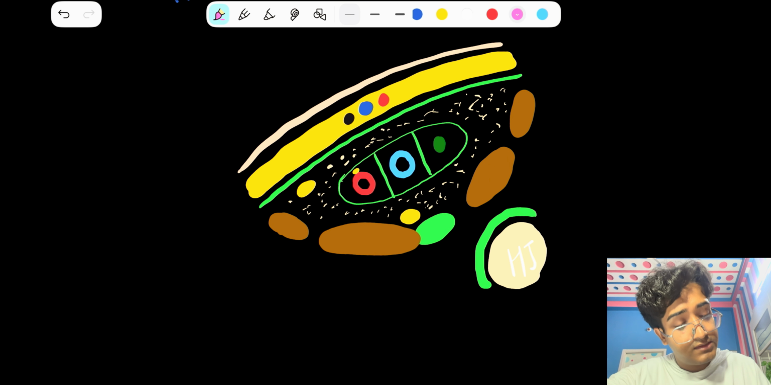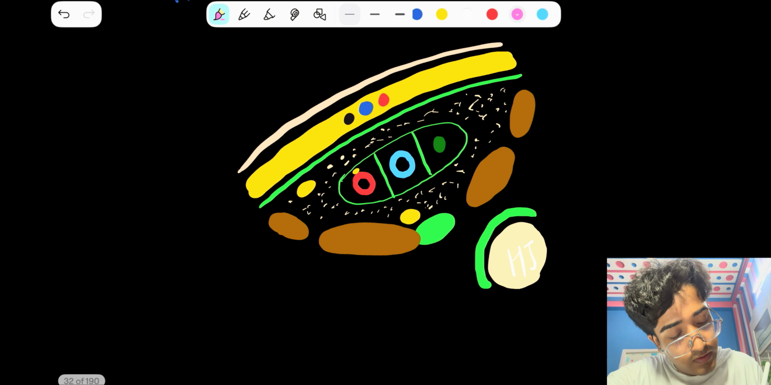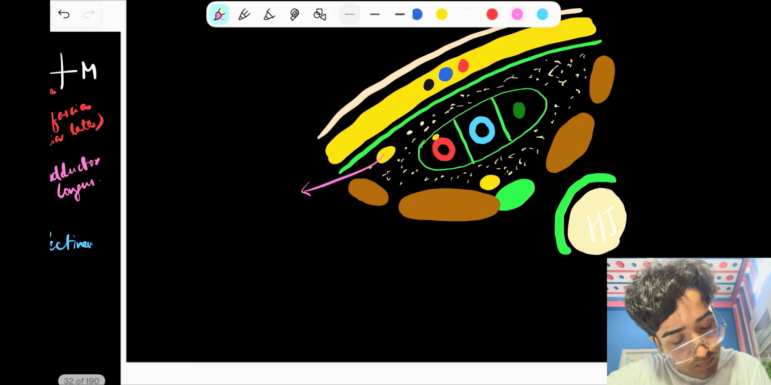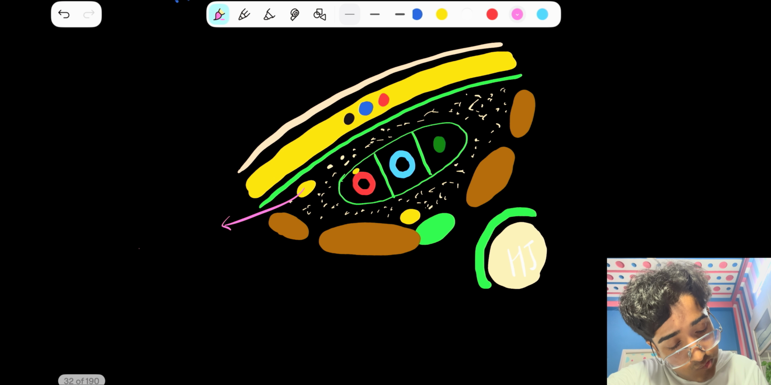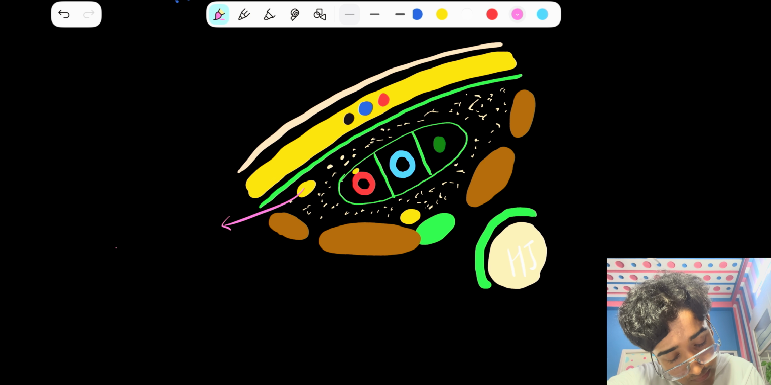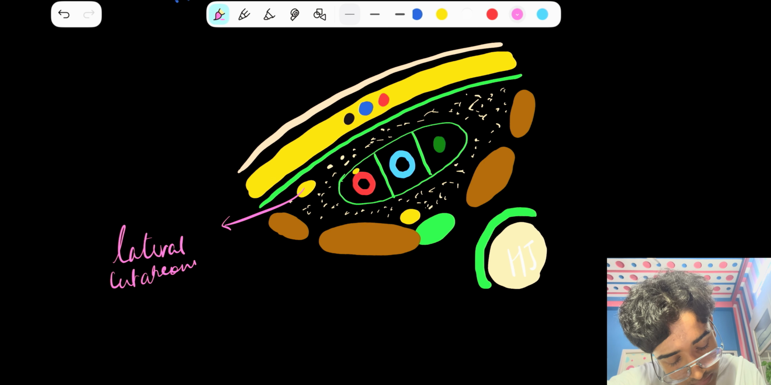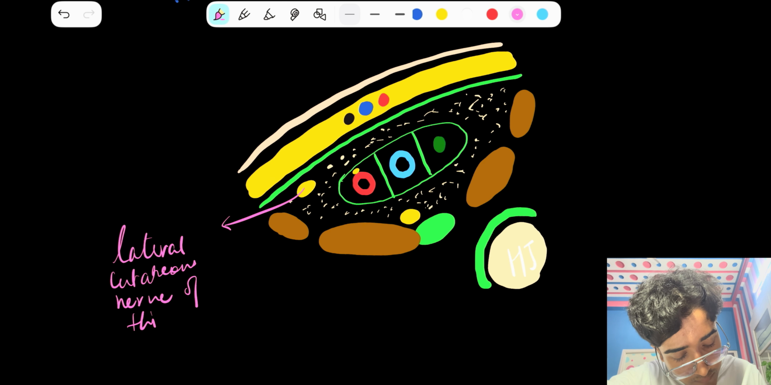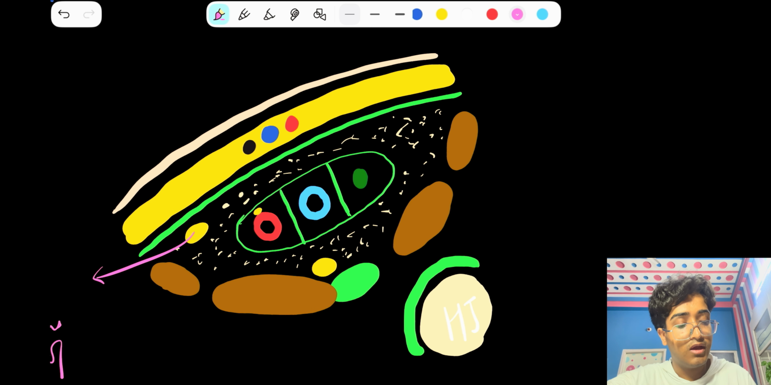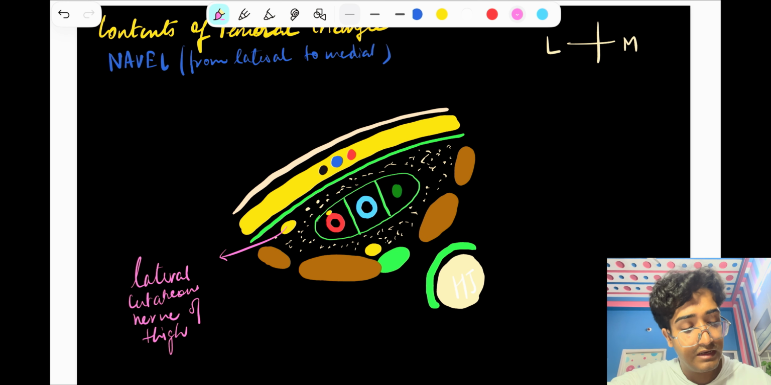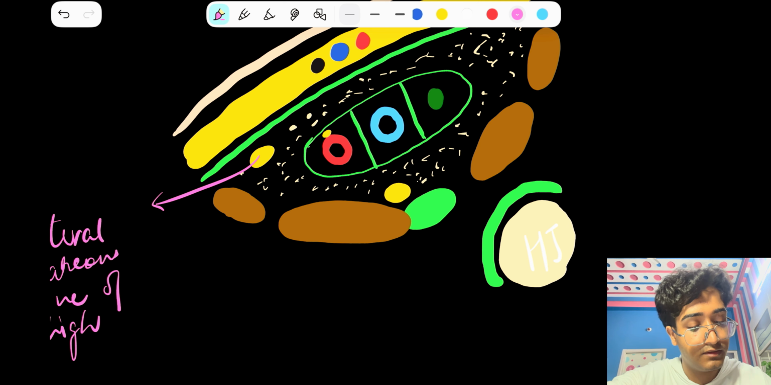So let us label this diagram. This is the lateral cutaneous nerve of thigh, which is placed in the lateral most aspect of the femoral triangle.